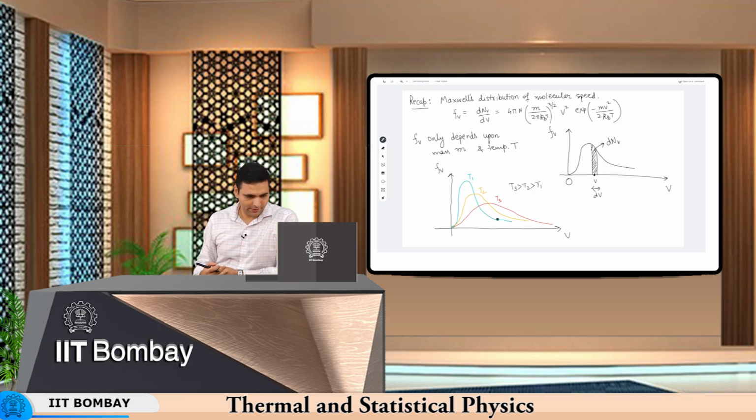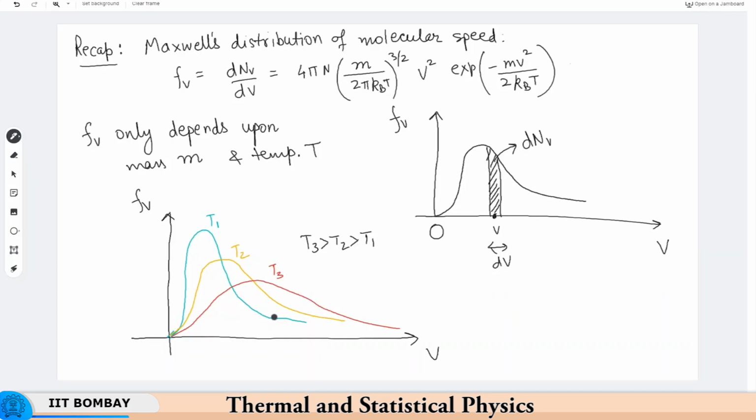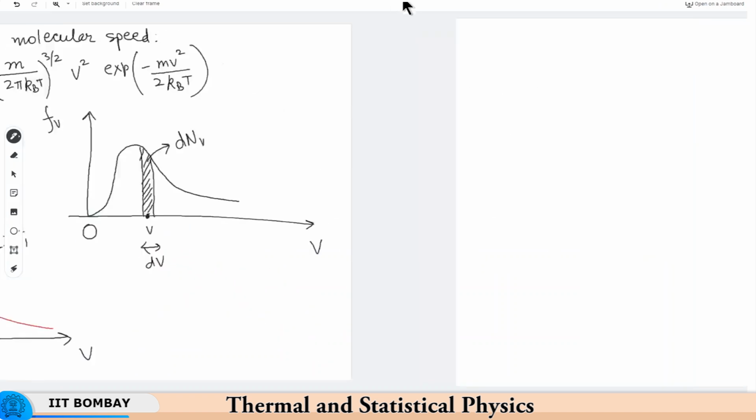But what we will do next is basically we will use this distribution to evaluate some more important quantities. All right. So, for example, let us see how we can evaluate the average speed of gas molecules. All right. So, average speed.